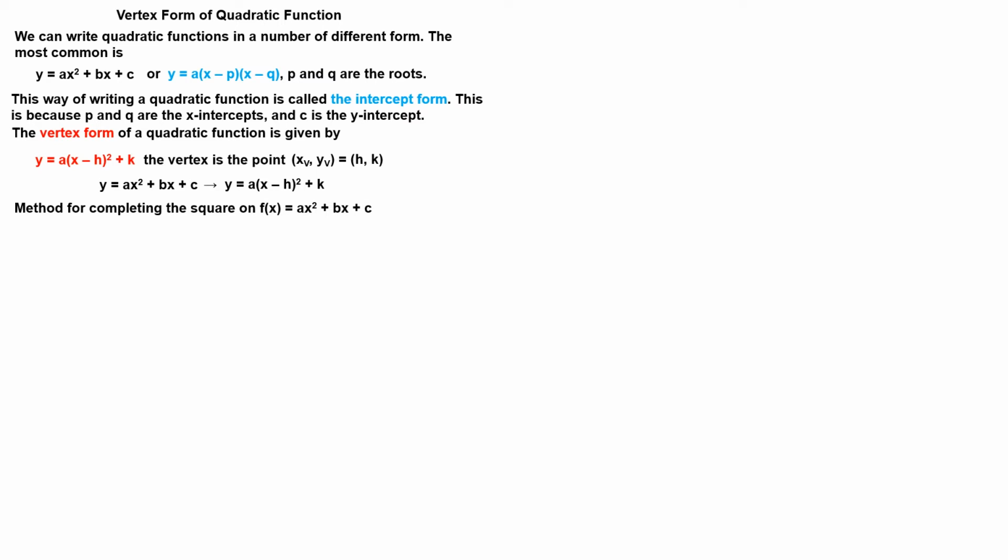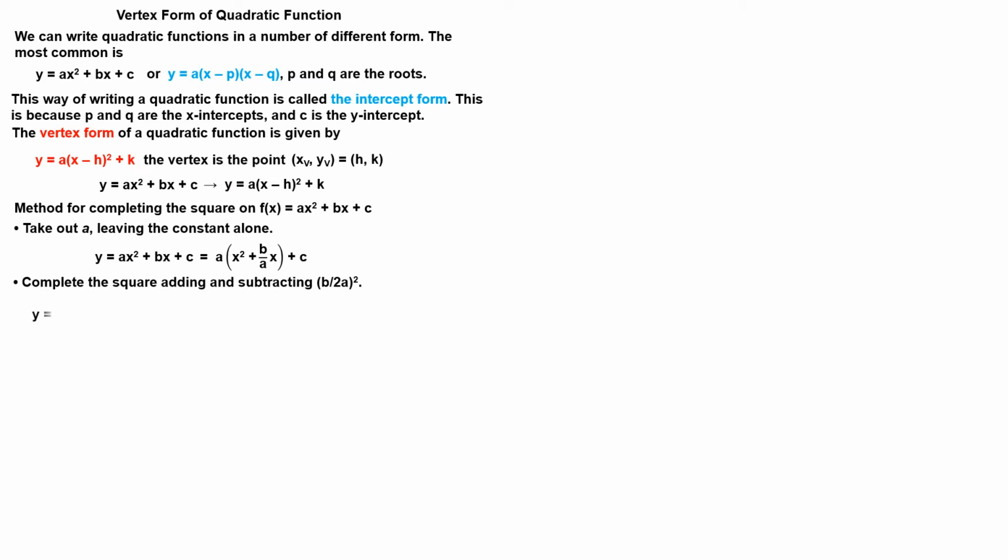Method for completing the square. Take out a, leaving the constant alone. Complete the square: add and subtract (b over 2a) squared. We have the complete square. At the end, we must multiply and tidy up the constants. Let's see how it works.